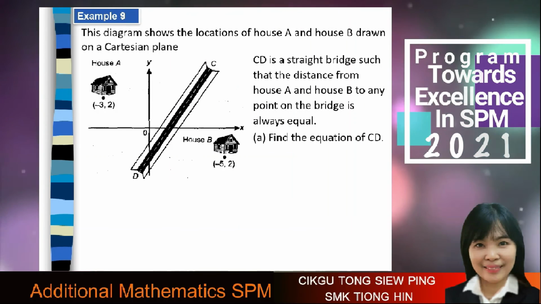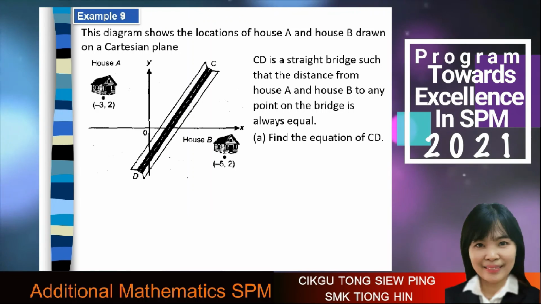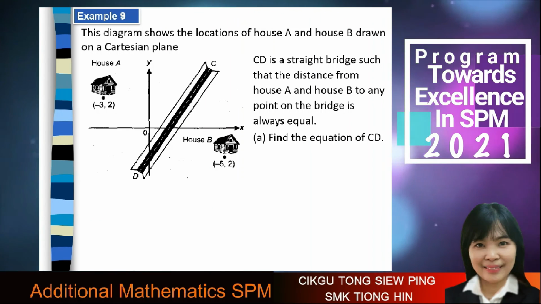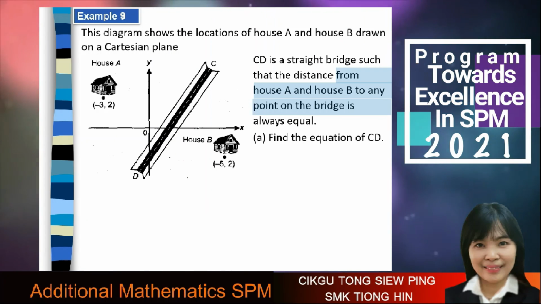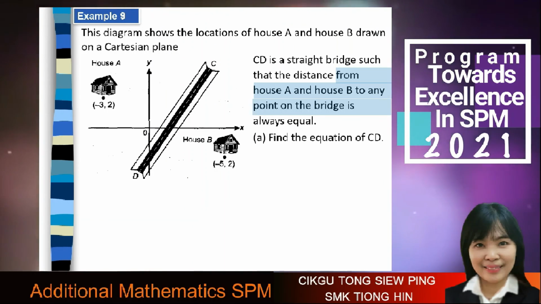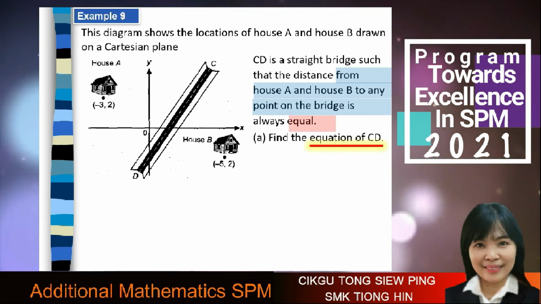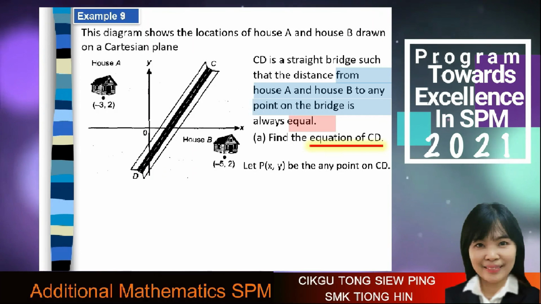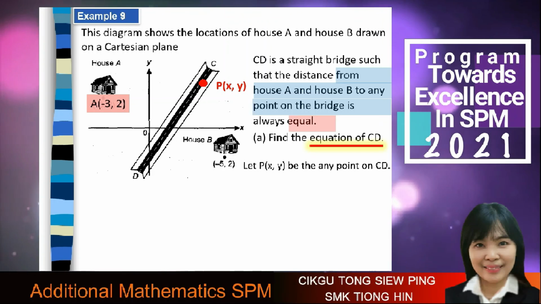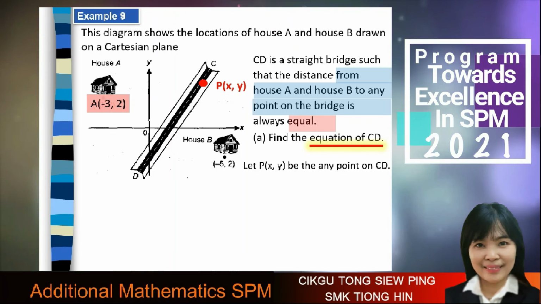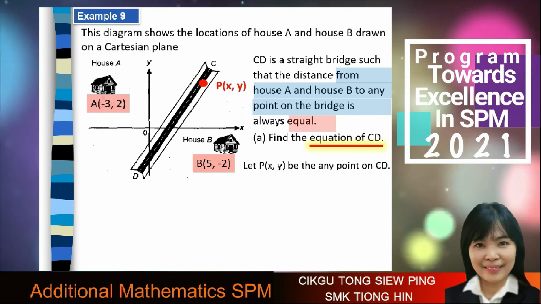Example 9. This diagram shows the location of house A and house B drawn on a Cartesian plane. CD is a straight bridge such that the distance from house A and house B to any point on the bridge is always equal. Find the equation of CD. We'll let P be any point on CD. The coordinate of A is negative 3 and 2. The coordinate of B is 5 and negative 2.